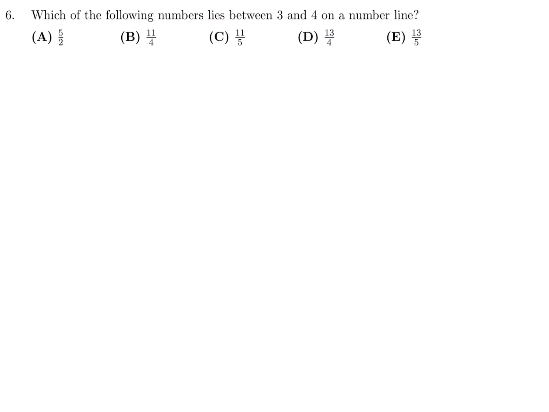Which of the following numbers lies between 3 and 4 on the number line? Well, let's convert these to decimals. That'll be a little bit more helpful, I think. 2.5, 2.75, 2.2, and then 3.25, 2.6. So of these, the only one that's between 3 and 4, obviously, is D.